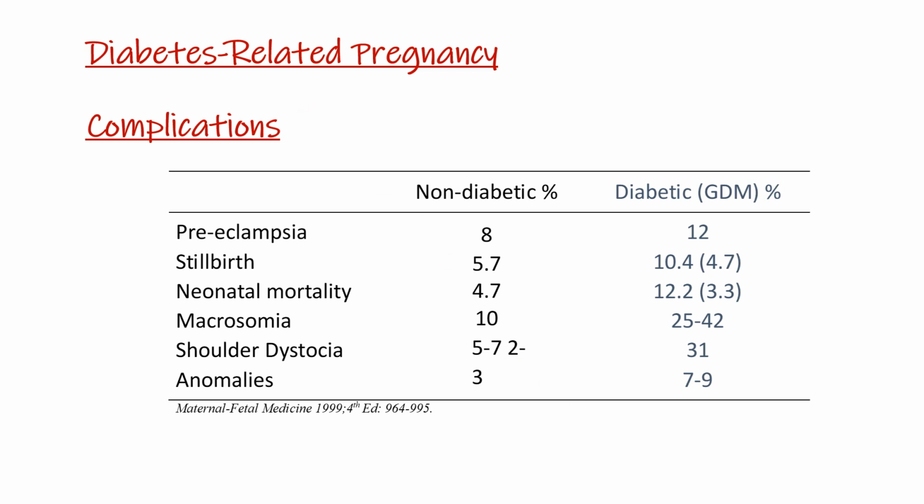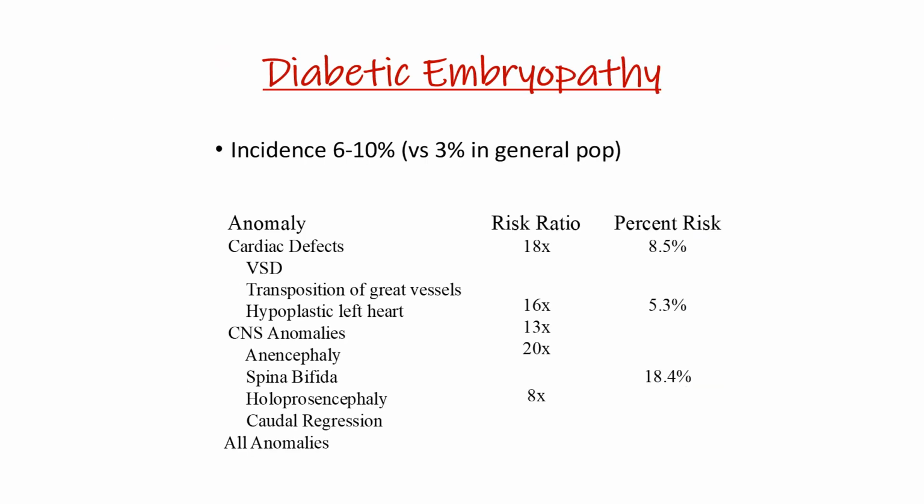Kindly note, in pre-existing diabetes mellitus we have predisposition to anomalies compared to gestational diabetes mellitus. This is because gestational diabetes mellitus occurs past organogenesis, that is past 16 weeks, after we have already had our organogenesis. However, pre-existing diabetes mellitus is present during organogenesis, so it affects the development of organs. So diabetes embryopathy is what I'm talking about. Its incidence is 6 to 10%.